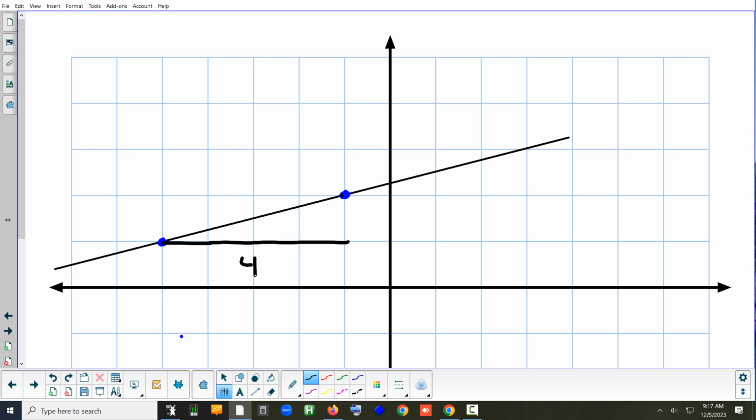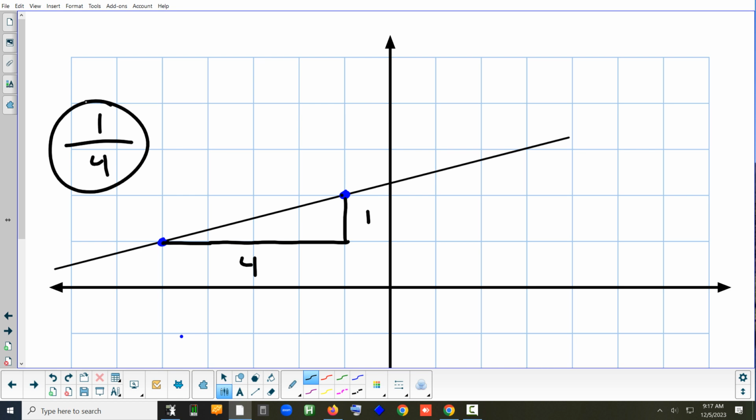And then how many up do I have to go? 1. Okay. So what number here represents the rise? The 1 or the 4? The 1. Rise is the up and down. Think of a stair. That part's the riser. So the rise is 1. And what's the run? 4. So the steepness of that line is 1/4.